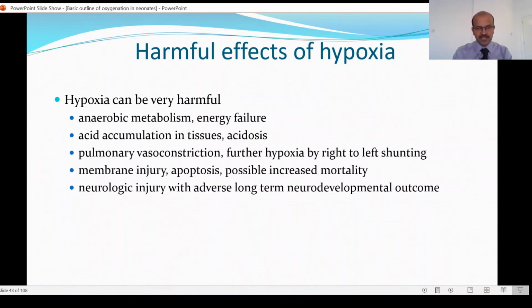Pulmonary vasoconstriction is also a result of hypoxia, and this leads to further hypoxia by the resulting right to left shunt. So this is another cycle which worsens the hypoxia. Due to the hypoxic injury, we have damage to the membranes. Apoptosis might happen, and this might increase mortality. It also has effect on different organs, especially the brain. And the neurologic injury can be associated with the adverse long-term neurodevelopmental outcome.